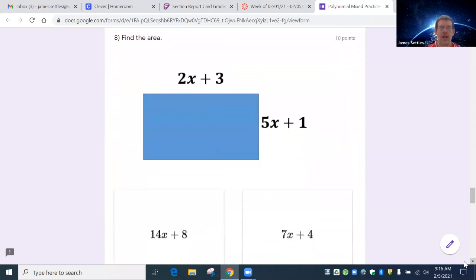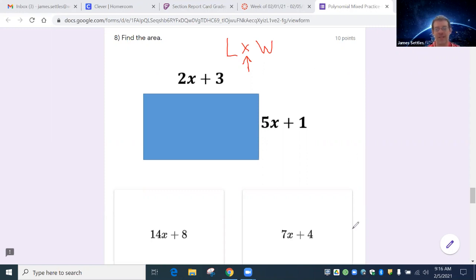Number 8. All right, so on this one right here, they're asking us to find the area. So area is length times width. Now, here's what I care about with this. This is multiplying, okay? That's the important thing right here. Length times width is multiplying. So I know that whatever I'm doing, I'm going to be multiplying stuff. Okay, so that's where our mind needs to go, is multiplying.